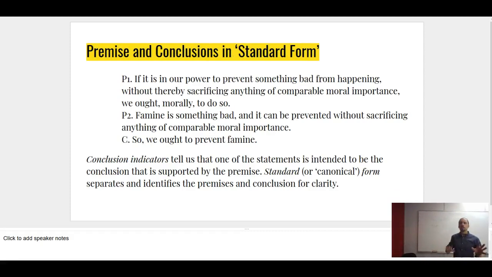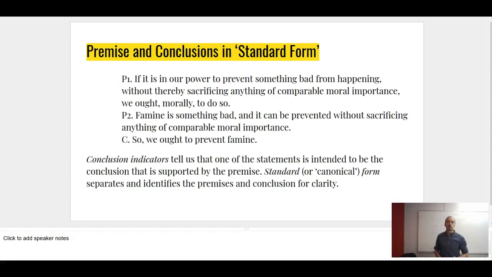Well, now we can put them in kind of standard form, separating out the premises from the conclusion. The conclusion indicator, "so," tells us that that's the conclusion the author intends us to draw from the premises. If it's in our power to prevent something bad from happening without sacrificing anything of comparable importance, we ought to do so. Famine is bad. It can be prevented without sacrificing anything of importance, or at least comparable importance, so we ought to prevent famine.